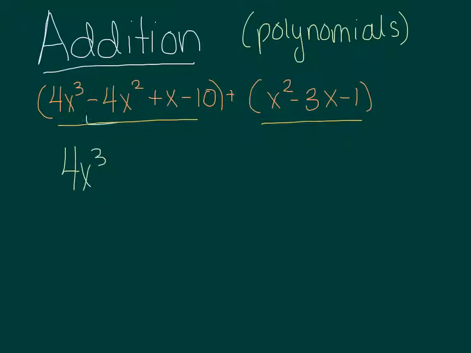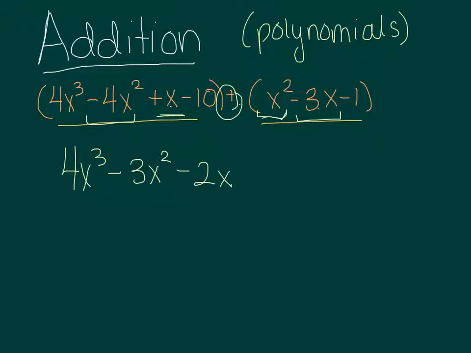Now I have negative 4x squared, and over here I have a plus x squared. So that's going to be negative 3x squared. Remember, when I add like terms, all I do is change the coefficient. The variable and the exponent stay the same. Next, in the left polynomial, I have an x, and then in the next one, I have a negative 3x. And so I'm doing x plus negative 3x. That will be minus 2x.